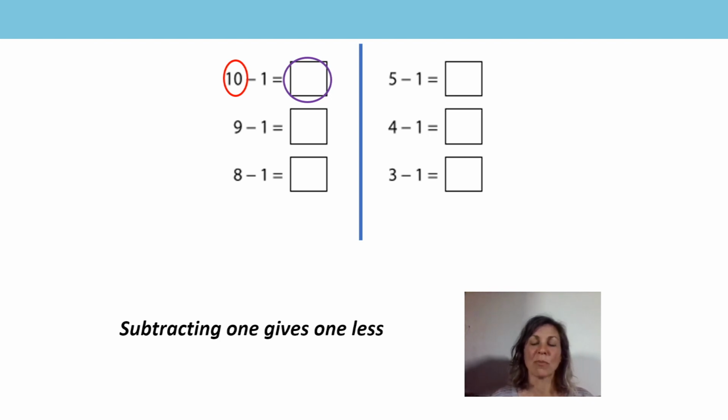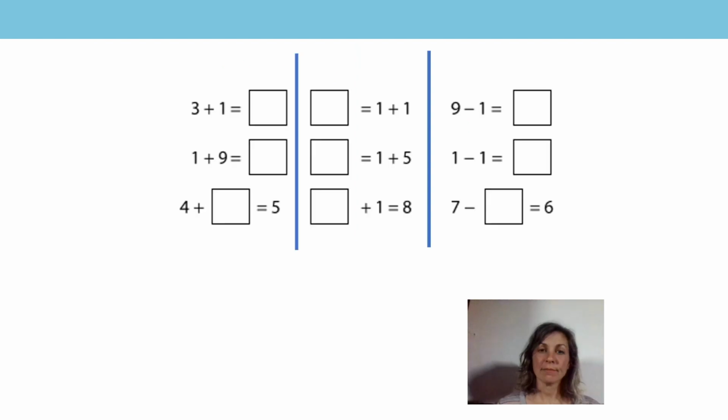Are you ready? 10 minus 1 is equal to 9. 9 minus 1 is equal to 8. 8 minus 1 is equal to 7. 5 minus 1 is equal to 4. 4 minus 1 is equal to 3. 3 minus 1 is equal to 2. That's right. I bet you did them really quickly. You're getting really good at this.